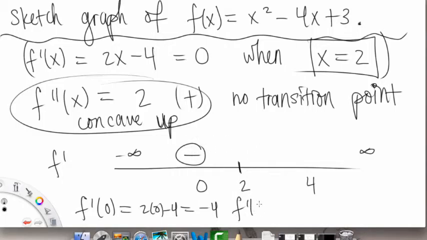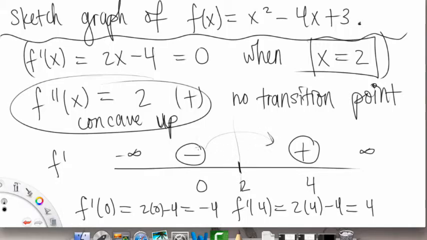And if we plug a 4 into our f prime, that gives us 2 times 4 minus 4, which is 8 minus 4, a positive number. So that would be a positive, okay? Here we see that our f prime changes from negative to positive. That means our function goes from decreasing to increasing, okay? So we're at a local minimum, we have a minimum here at x equals 2.